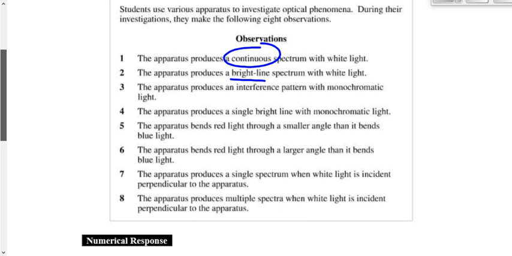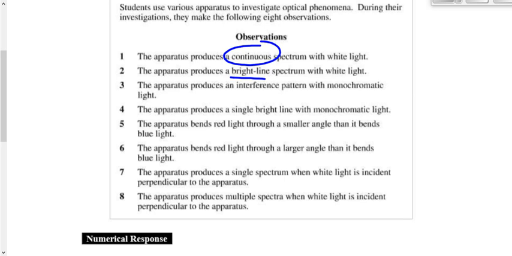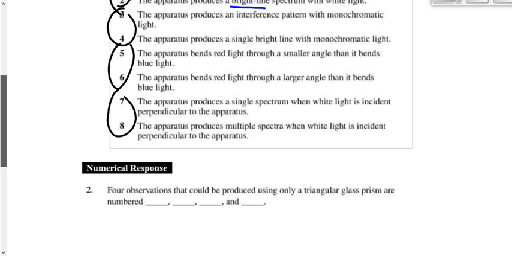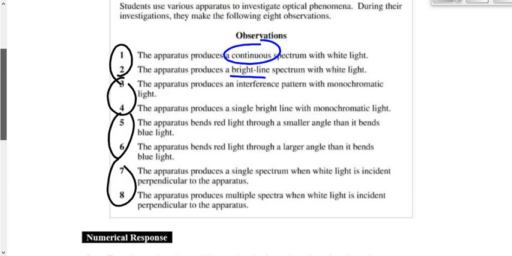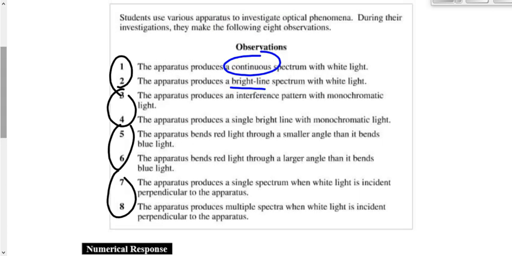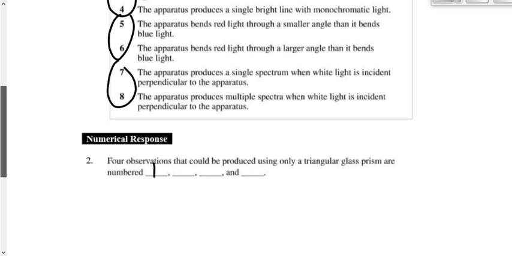When we look at these observations of optical phenomena, they look like they're kind of paired up, right? 1 and 2 go together, 3 and 4 go together, 5 and 6 go together, and 7 and 8 go together. We want to know which 4 observations can be produced using a triangular glass prism. When we shine white light through a triangular glass prism, what do we get? Do we get a rainbow, or do we get individual lines? We get a rainbow, right? We get a continuous spectrum. So with the triangular glass prism, we would absolutely get observation number 1, a continuous spectrum.